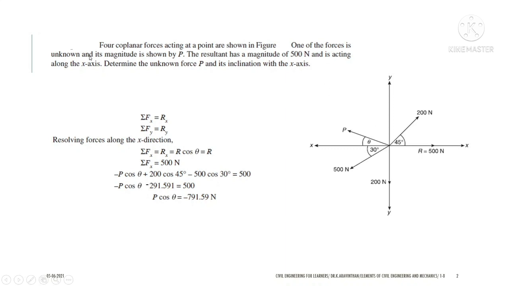One force is unknown and the magnitude of the force is shown by P. You can see that this force is unknown and it has an angle theta. The resultant has a magnitude of 500 Newton and is acting along the x-axis. So the resultant is written here as R equal to 500, acting exactly along the x-axis. Determine the unknown force P and its inclination with the x-axis. So theta and P are to be found out here.